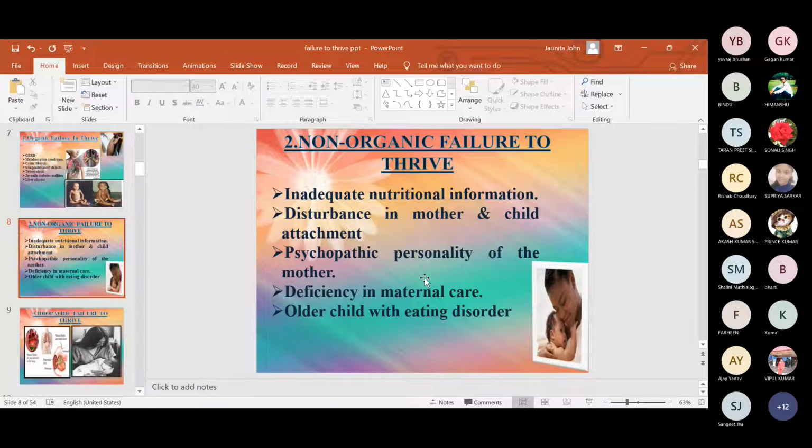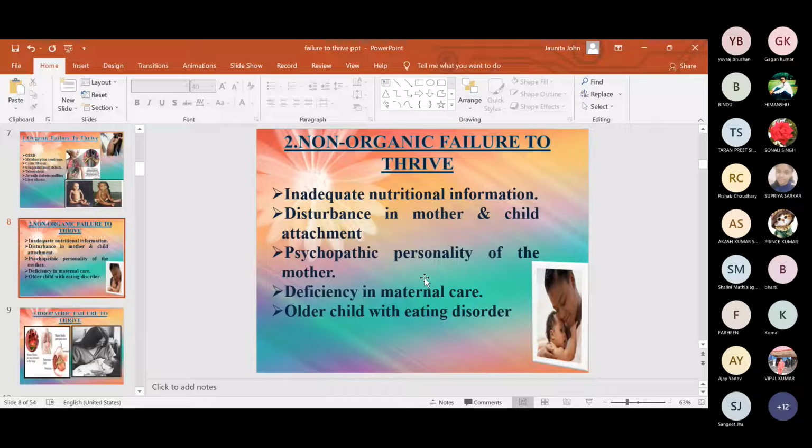Nutrition. Then disturbances in the mother and child attachment; there are certain differences in the mother and baby's attachment. Then next is psychopathic personality of the mother. We discussed this in the earlier unit as well. Psychopaths are individuals suffering from a mental disorder who also show abnormal behavior in their nature. Similarly, psychopathic mothers sometimes will not accept the baby as their own, or will not be familiar with their own babies.